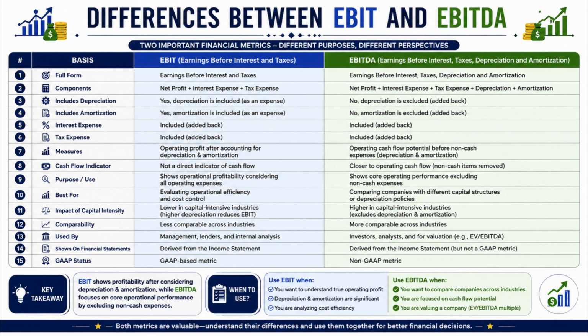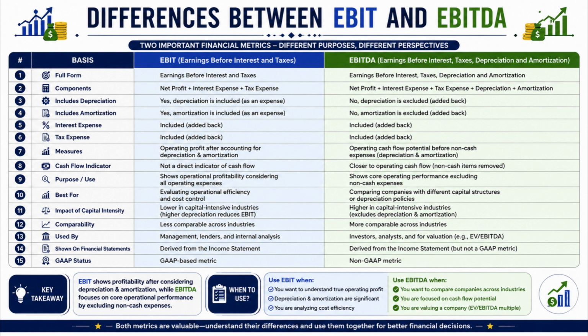In this video, we will discuss the differences between EBIT and EBITDA, two important financial metrics used to evaluate a company's operating performance and profitability. Although both measures focus on earnings before interest and taxes, they differ in the treatment of depreciation and amortization. Let's explore the major differences one by one.